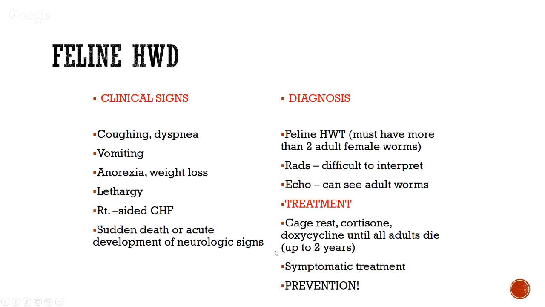Treatment, there is no treatment. We can just hope that eventually all the adults will die and we can keep them on the prevention so that we don't get any more adults growing up. So if we can cage rest them, keep them on some prednisone to decrease the effects of the worms, maybe put them on some doxycycline, which is the antibiotic which will help the adults not to breed, and then some symptomatic treatment. And hopefully the worms will die before the cat's heart disease gets much worse.